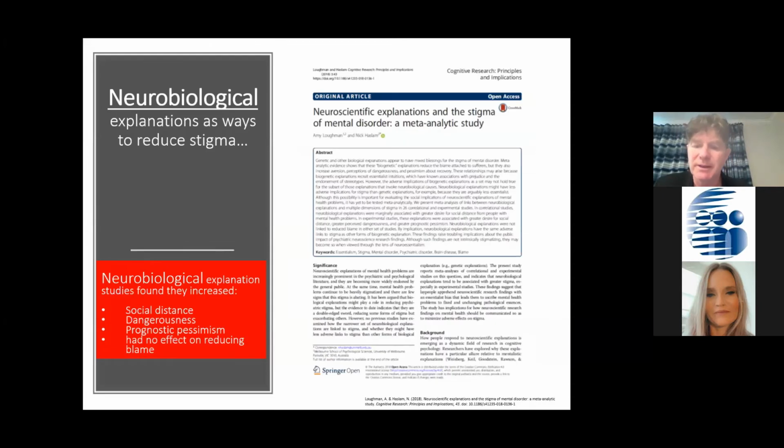What about studies which have looked at controllability in the mental health field? Well, interestingly, when they've looked at studies in a similar way, this is a meta-analysis and quantitative review of studies that emphasize the neurobiological, the kind of chemical imbalance of mental illness, for example. What effect does that have on stigma? Well, actually, they found that it increased stigma, once again, on social distance, dangerousness, and prognostic pessimism. That is to say, they perceived that those who had this chemical imbalance could not get well. And it had no effect on reducing blame. So a kind of neutral effect, but actually moving in the opposite direction of what we might think by emphasizing the neurobiological impact of mental illness.